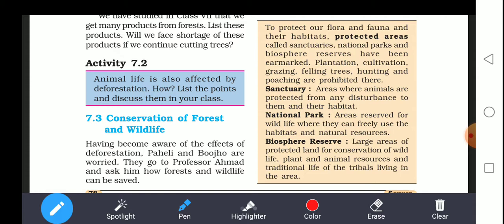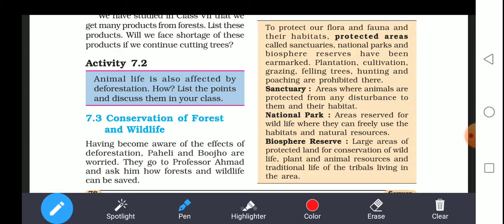What is a national park? Areas reserved for wildlife where they can freely use the habitat and natural resources. In the particular area reserved for wildlife, they can freely live there and use those natural resources.